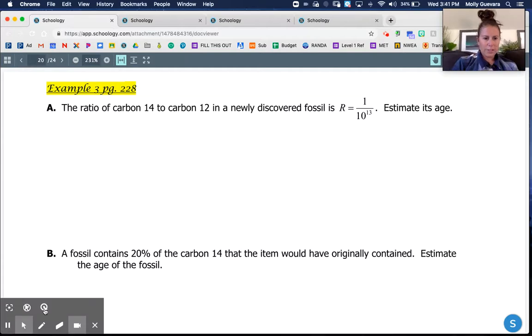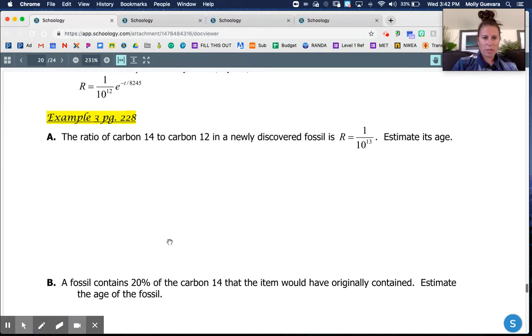All right, so let's look. It says the ratio of carbon-14 to carbon-12 in a newly discovered fossil is R equals 1 over 10 to the 13th. Estimate its age. So if I scroll up just a little bit, there we go. Okay, I'm given what R is, right? R is this.